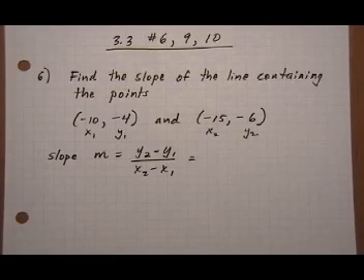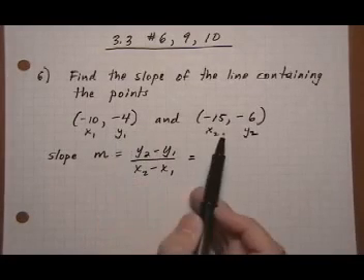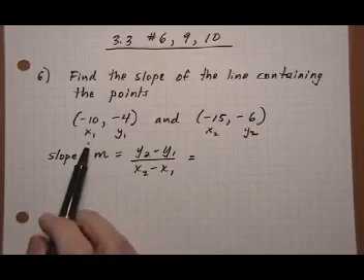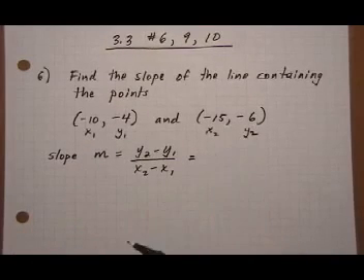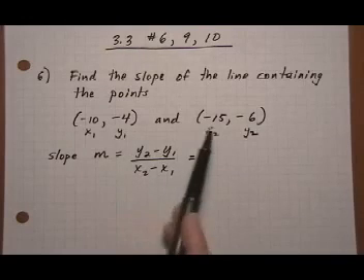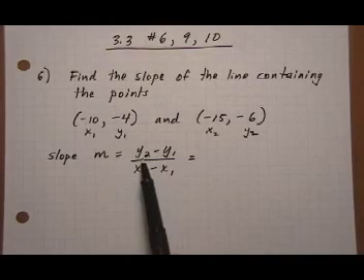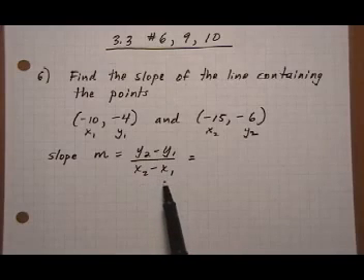3.3, numbers 6, 9, and 10. All three of these problems want us to find the slope of a line given that it's going through 2 points. So the 2 points for number 6 are (-10, -4) and (-15, -6). We're going to use the slope formula because we're given the data points, and that'll be y2 minus y1 divided by x2 minus x1 will equal the slope.